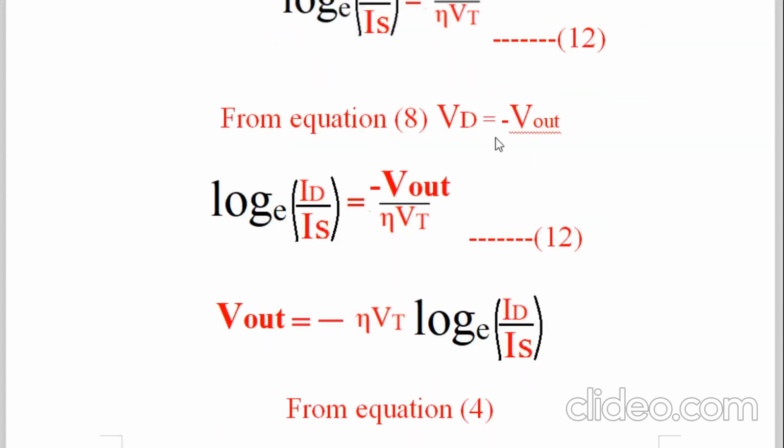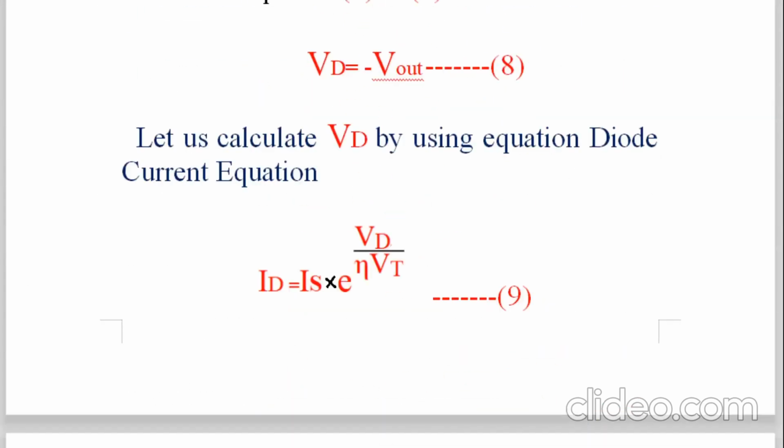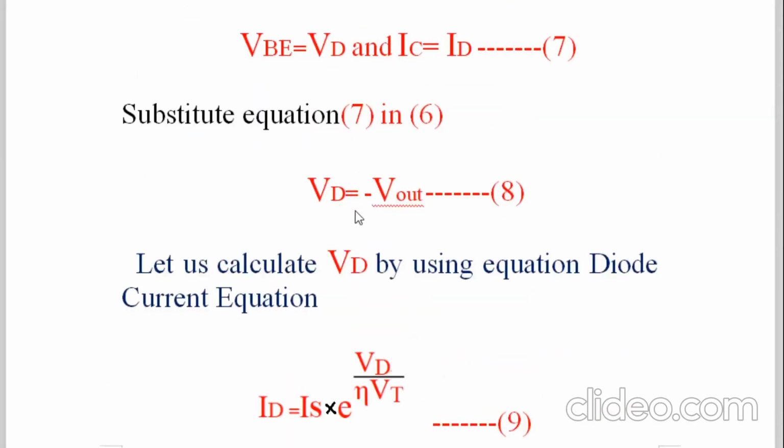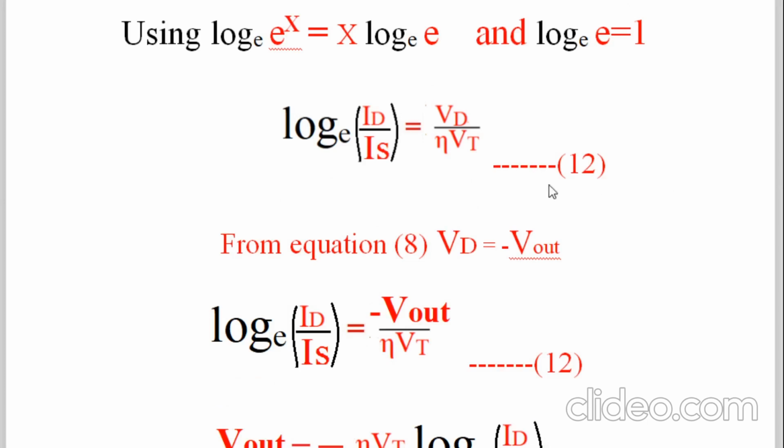Now from equation number 8, Vd is equal to minus Vout. That is where we started. From equation number 8, Vd is equal to minus Vout, and that we have to substitute here. So the left hand side is as it is. On the right hand side, instead of Vd there is minus Vout, and I have written it bold because this is our final derivation. Now after 2 steps only you will get the answer: minus Vout divided by eta into Vt. So this is equation number 12.